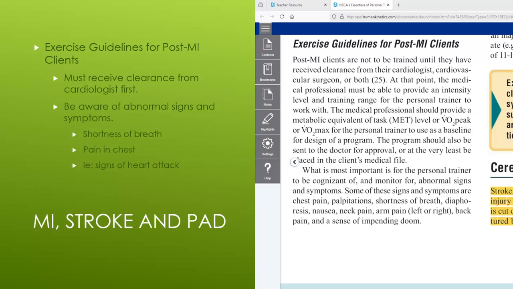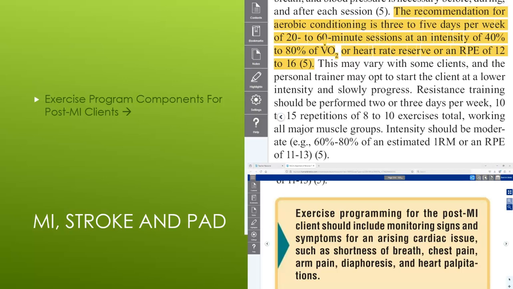Now they talk about the abnormal signs and symptoms. These are the typical things that you'd see when a person's having a heart attack: chest pain, palpitations, shortness of breath, nausea, neck pain, arm pain, back pain, sense of impending doom. These are all things that are consistent with having a heart attack.